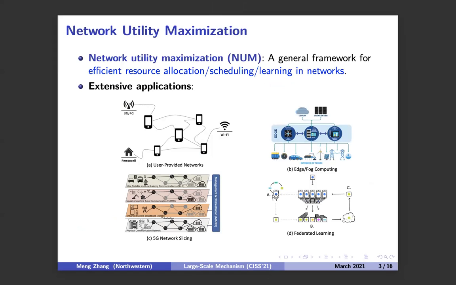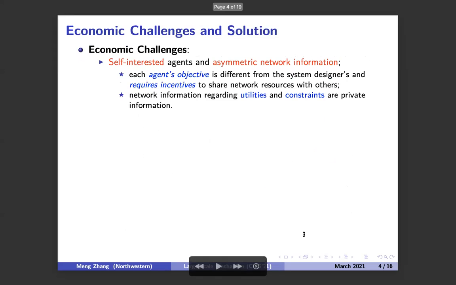In order to achieve network resource utilization, we would like to consider network utility maximization, which is a general framework for efficient resource allocation, scheduling, and learning in networks. This spans a wide spectrum of networking applications, such as user-provided networks, edge computing, network slicing for 5G, and even some decentralized machine learning architectures, such as federated learning.